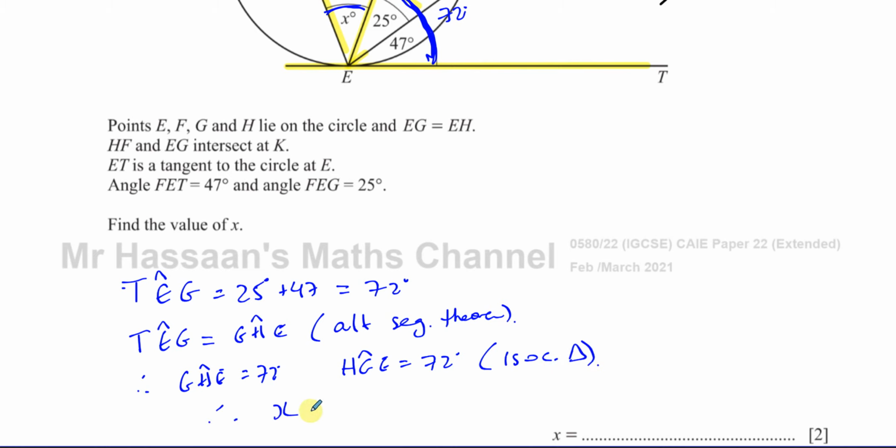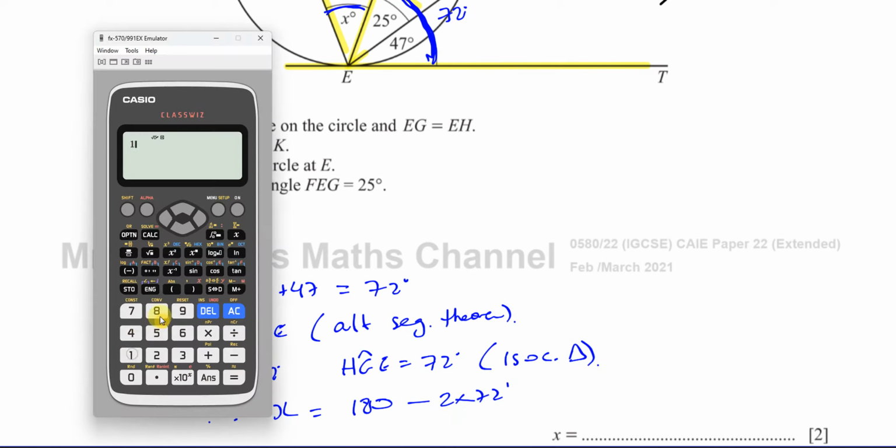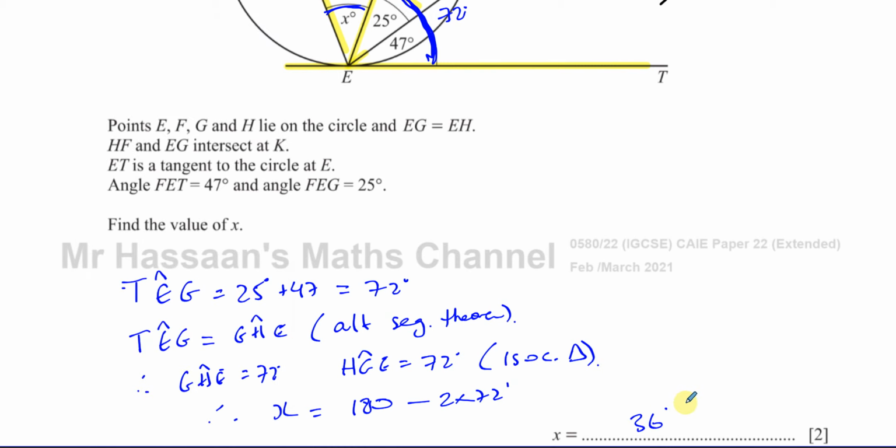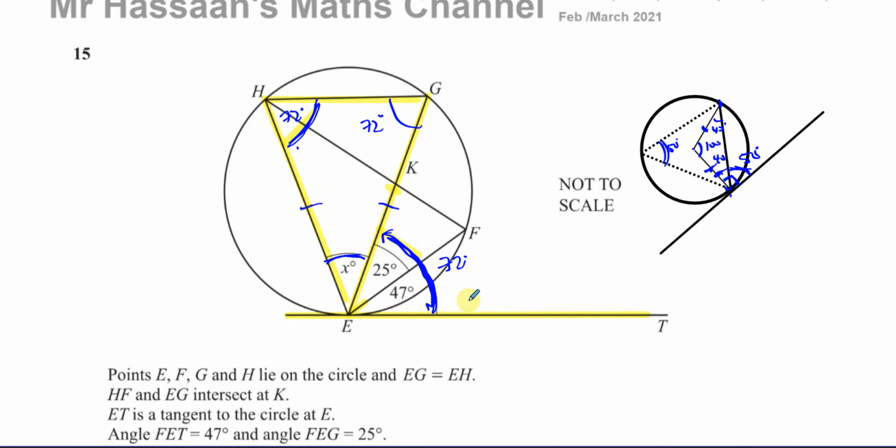Therefore, x is equal to 180 minus 2 times 72. Okay, 180 minus 2 times 72, which gives you 36 degrees. So x is 36 degrees. So we worked it out using the alternate segment theorem.